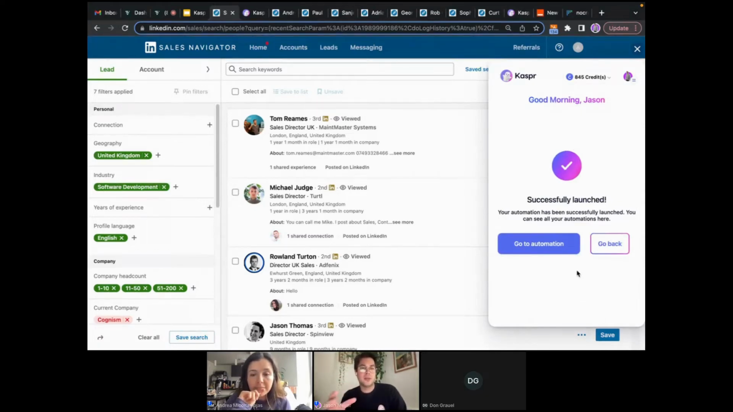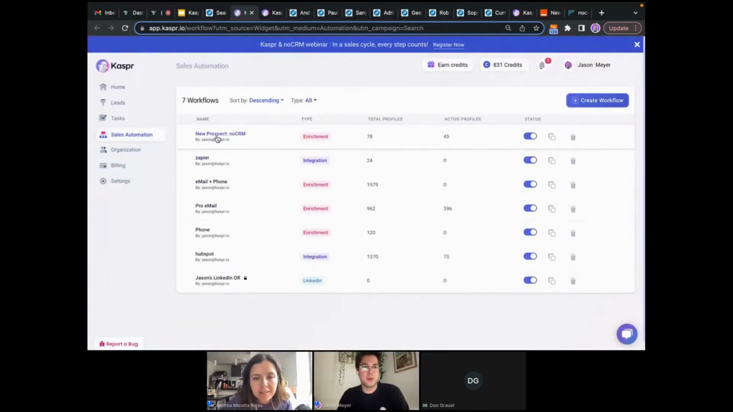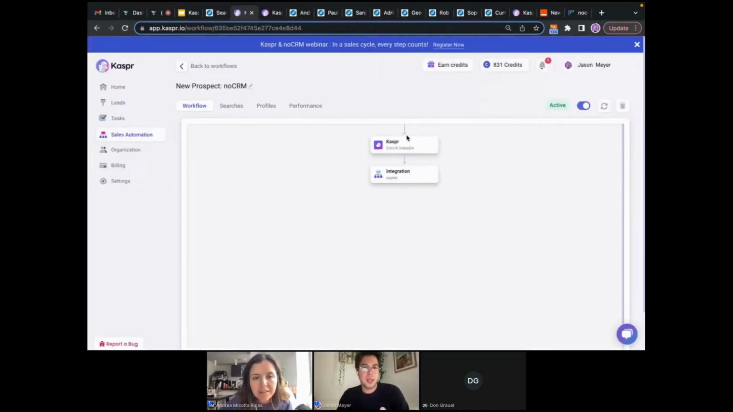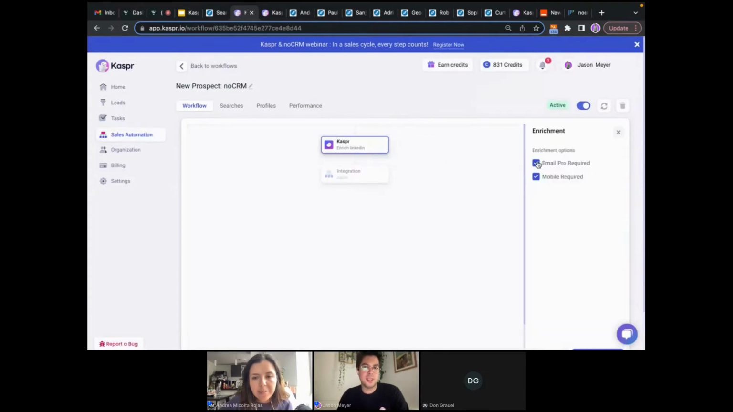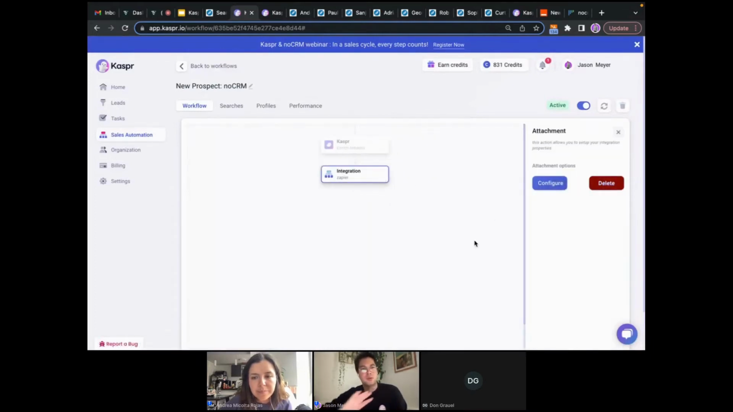These contacts will be stored on my Kaspr dashboard, but I have also made them flow directly to the noCRM platform through Zapier. So I'm going to show you how that looks in a bit. If I click here on Go to Automation, here's my workflow, new prospect, noCRM. The criteria I had chosen for them is email and mobile. And then I created an integration directly to Zapier that will flow all my leads onto noCRM.